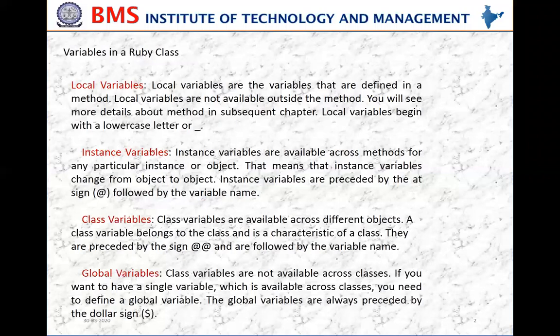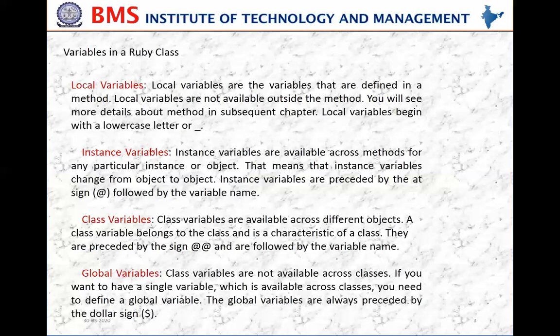So in a Ruby class, there are different variables that can be used. The local variable starts with an underscore. These local variables are the variables which are defined within a method. These local variables are not available outside the method.